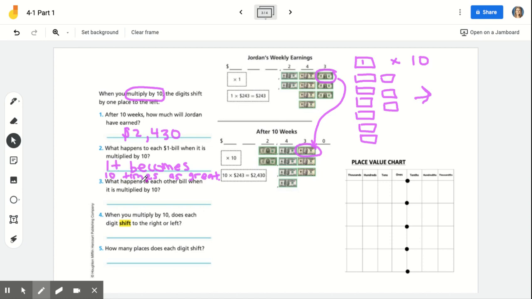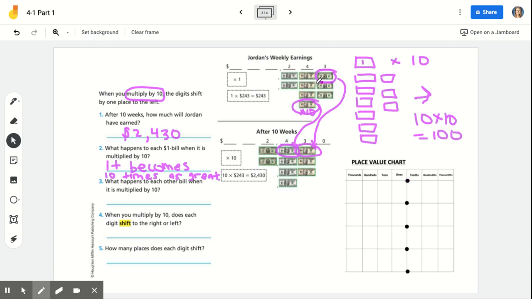Number 3 asks, what happens to each other bill when it is multiplied by 10? Well, let's take one $10 bill. So there's 4 $10 bills. Let's just circle one of them. 10 times as much as one $10 bill. A $10 bill, and I'm going to multiply it by 10, which gives me 10 $10 bills. So 10 times 10 gives us, let me draw an arrow over to it, a $100 bill. 10 times 10 is 100.